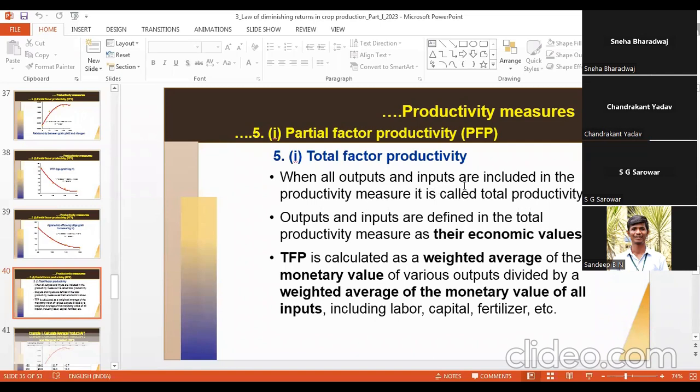When all outputs and inputs are included in the productivity measure, it is called total productivity, total output divided by total input. But that is only possible when you convert them in terms of money. So output and inputs are defined in the total productivity measure as their economic values. Total factor productivity is calculated as the weighted average of the monetary value of various outputs divided by the weighted average of the monetary value of all inputs, including labor, capital, fertilizer.